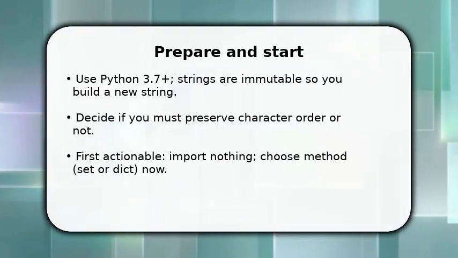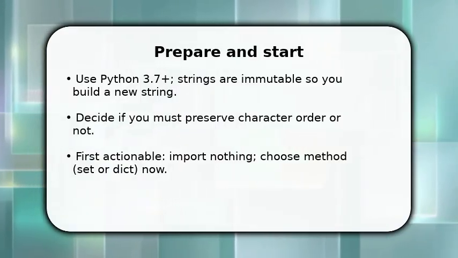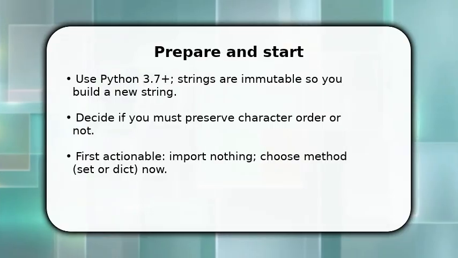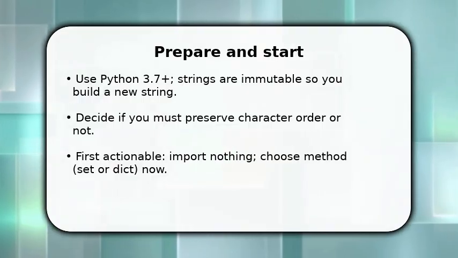You have Python 3.7 or later, and you want to remove duplicate characters. Start by deciding whether order matters. If order does not matter, converting to a set is fastest. Once done, you can join the set into a string.